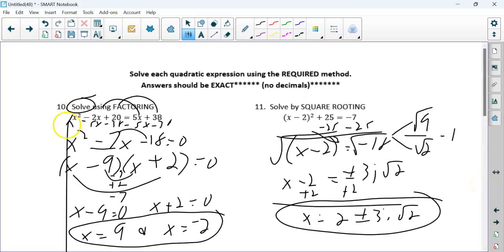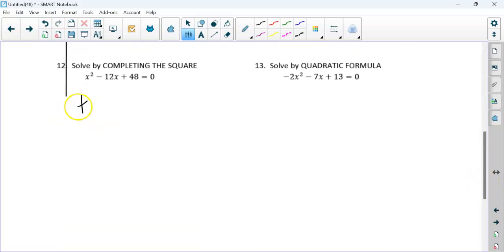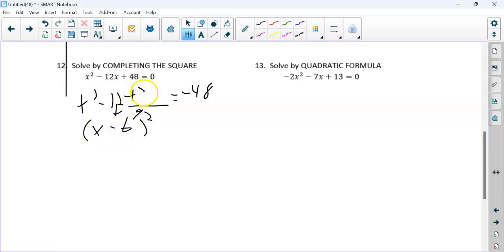Completing the square. Start off by moving the 48 by subtraction. Leave this blank. Now we do the binomial squared. Half this number, square it. Whatever you do to one side, you must do to the other. And then we get negative 12.